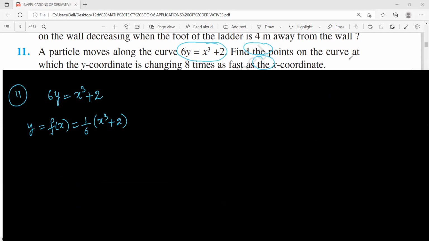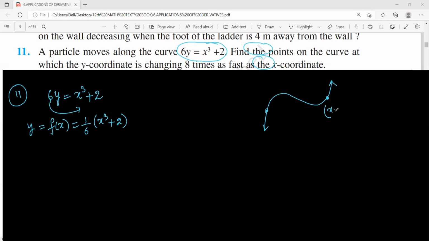Find the point on the curve. How did it become 1/6? This 6 I brought to this side. So 1/6 times x cube plus 2, y or f of x, which is the same. So this is a curve, maybe like this, roughly drawn. Find the point on the curve at which the y coordinate is changing 8 times as fast as the x coordinate.